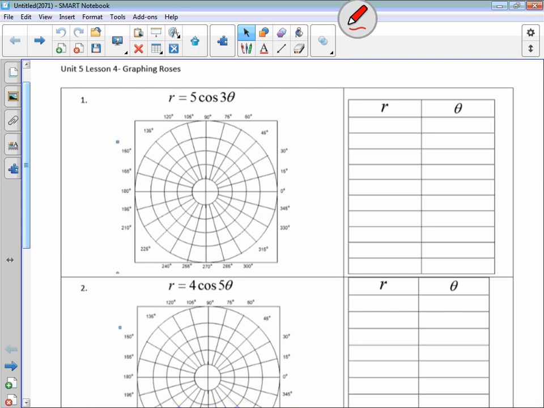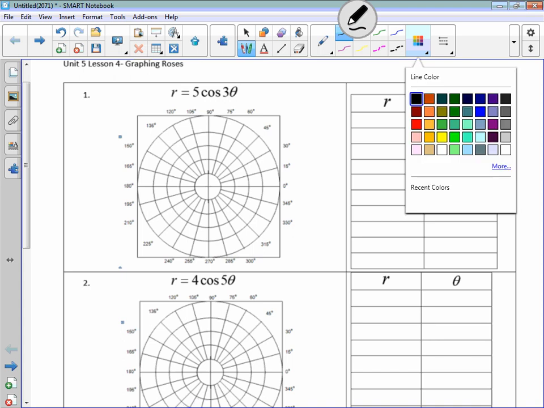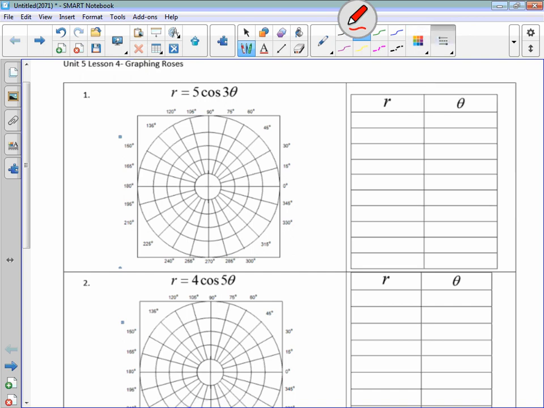If I start with a theta of 0, what are you going to get for R? If I plug in 0 for theta, what do I get for R? 5.